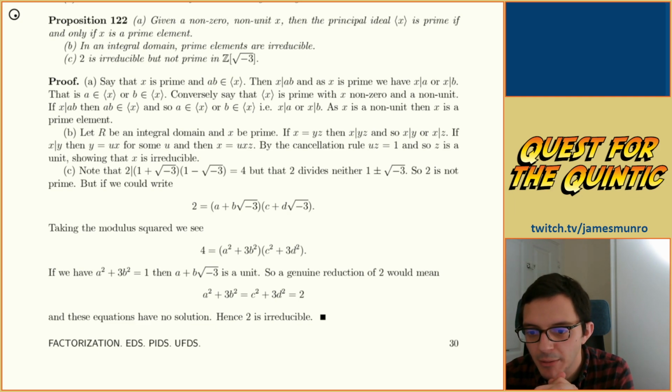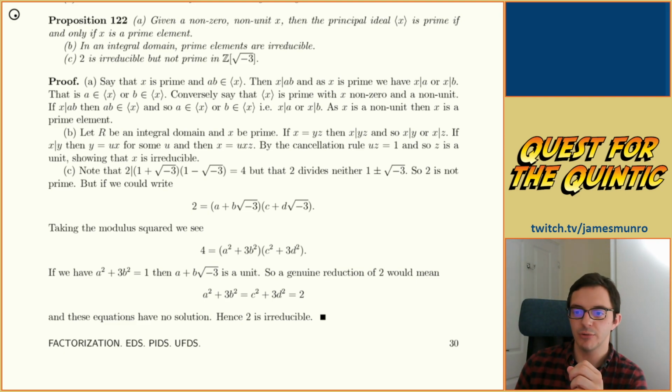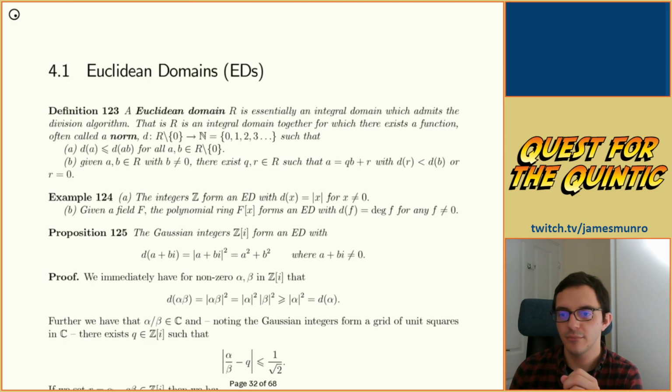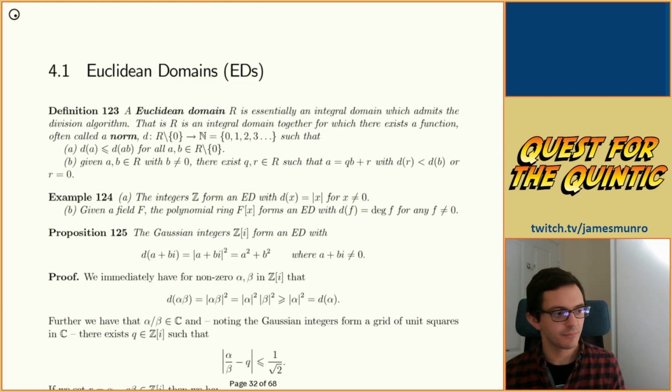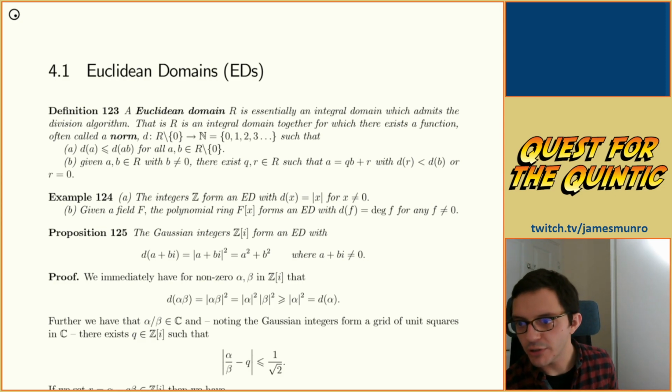Modulus squared, blah blah blah. Oh, you can't reduce 2, right? Okay. 2 is irreducible, but not prime, in that space. Okay. Do I want to do these Euclidean domains? Yeah, quickly. We're making really good progress.